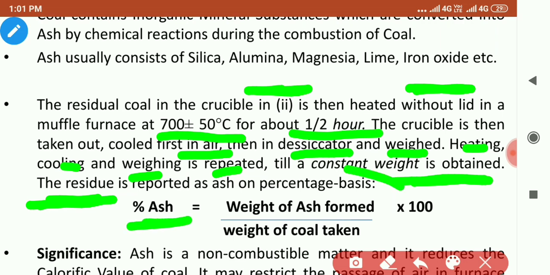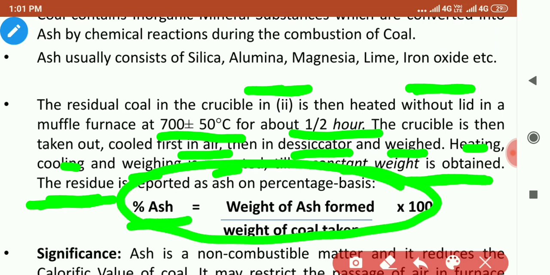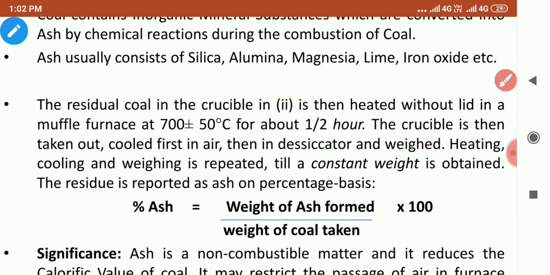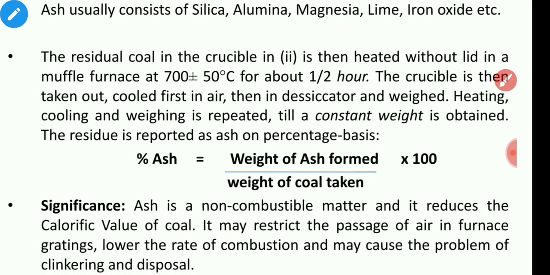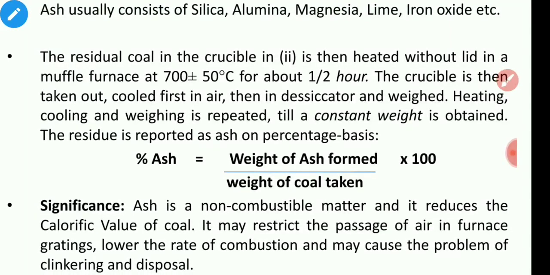So in this formula you can see that percentage of ash is equals to weight of ash formed upon weight of coal sample taken into 100. So end में जो रेसिड्यू बन रहा है उसका वेट हमने ले लिया, उसको डिवाइड कर दिया वेट ऑफ द कोल सैम्पल से और मल्टीप्लाई किया 100 से, एंड इन दैट वे वी गॉट द परसेंटेज ऑफ ऐश.